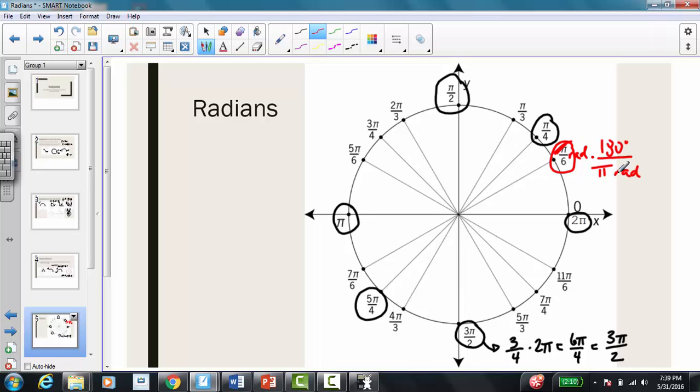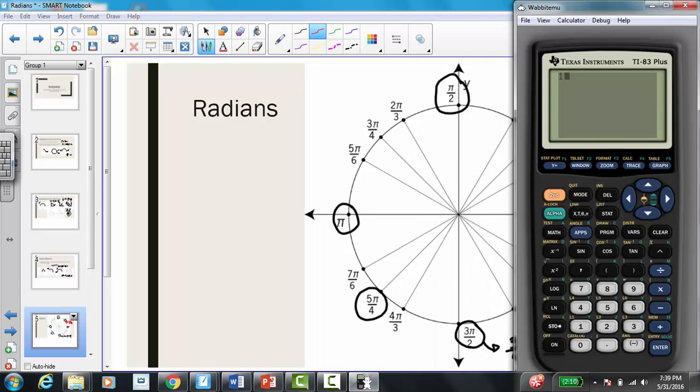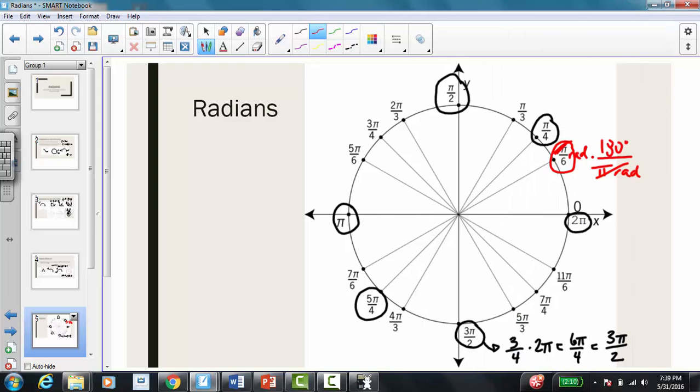My pi radians would cancel out, and I would have 180 degrees divided by 6. And 180 degrees divided by 6 is 30 degrees. So to get from this 0 degrees up to pi over 6, I've traveled a distance of 30 degrees, or pi over 6 radians.